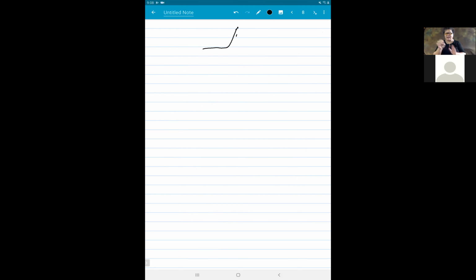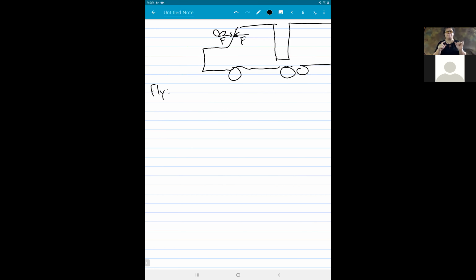So if I have some big old truck. Okay, let's just pretend that I can draw a truck. I'm just going to turn into an art class very quick. Okay, truck and then a little fly, right? When that fly and the truck collide, they actually experience the same amount of force, right? So they both experience a force F, and then the fly has mass of the fly, and the truck has mass of the truck.